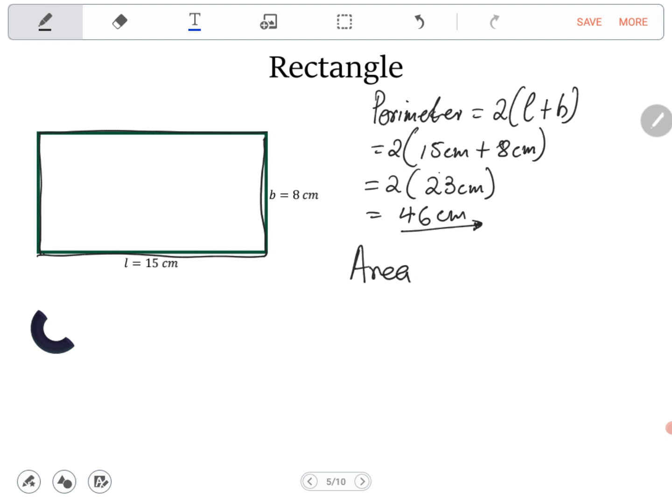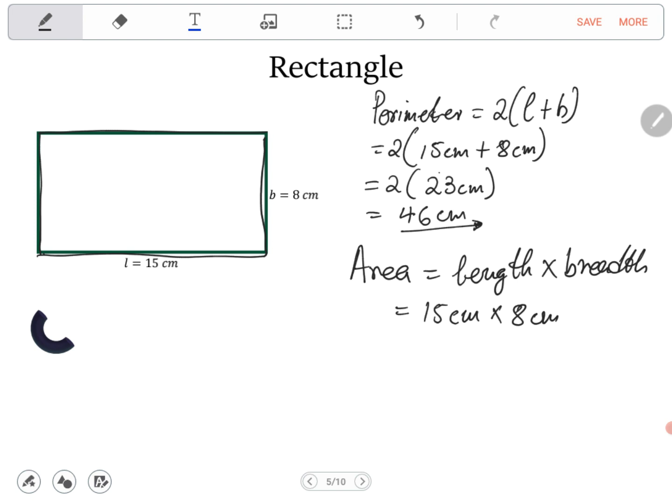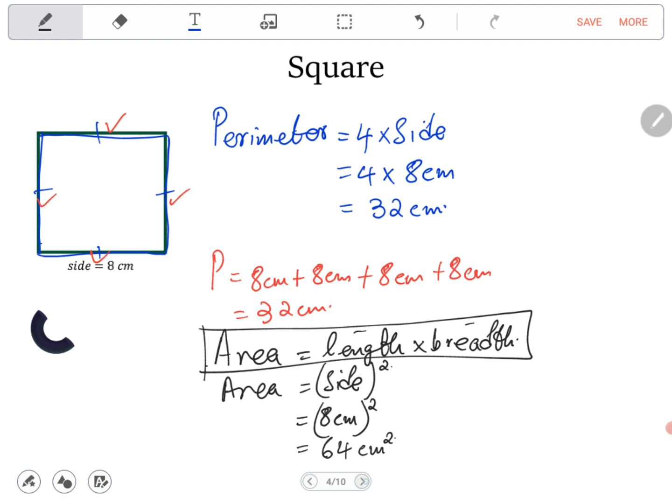Now about the area of a rectangle, we say it is length times breadth. In this case, we have 15 centimeters multiplied by 8 centimeters. This will basically be 15 times 8, which gives us 120 centimeters squared. All right. That is basically how we calculate the area of a rectangle.